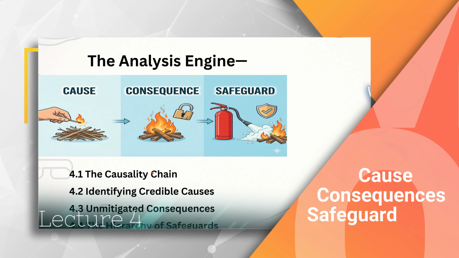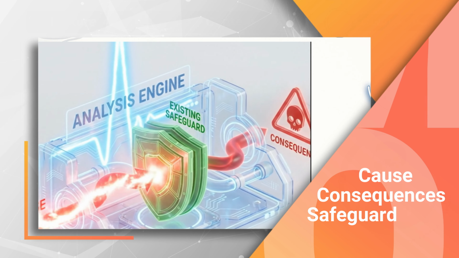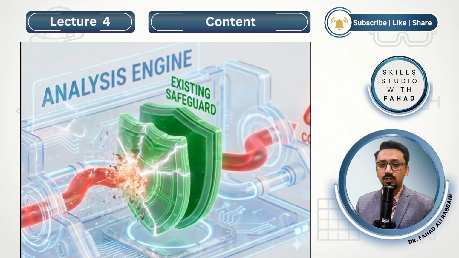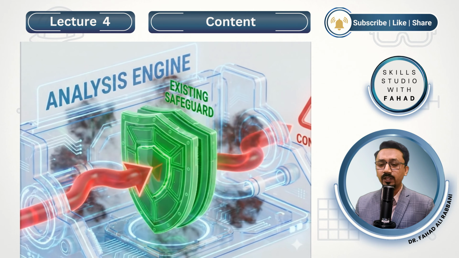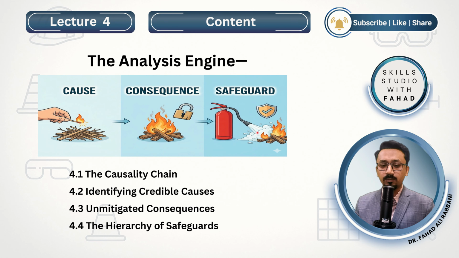Then in lecture 4, we build the analysis engine. This is the heartbeat of the entire study. We will break down the causality chain, learning how to link a specific cause to a consequence and critically evaluating if your existing safeguards are actually strong enough to stop the accident or not.